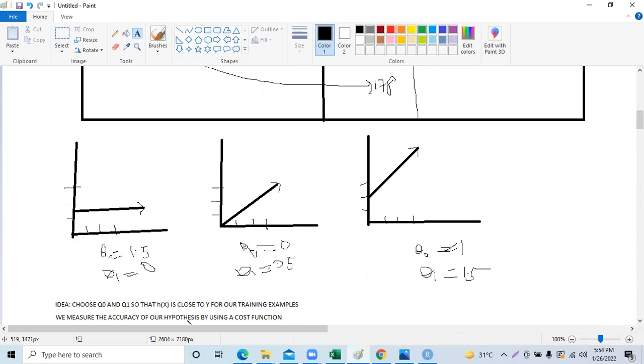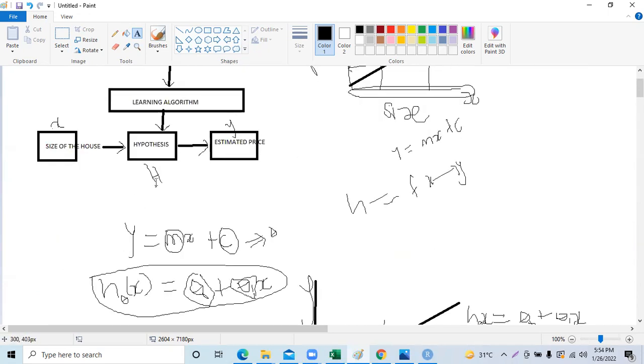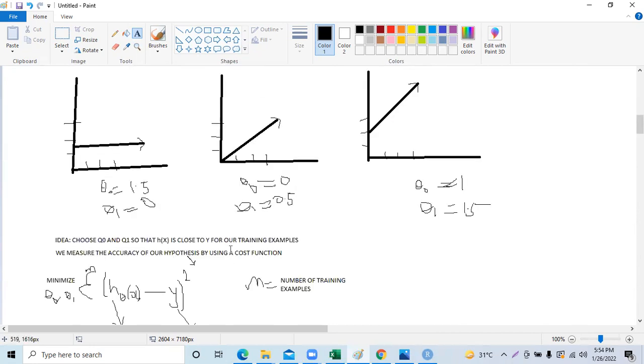Remember when theta 0 is 0, the graph starts from scratch. Look at theta 1 here. The value of theta 0 and then the value of theta 1 gave it this property, so you can look through it on your own later. Then we talked about cost function, that the idea of cost function is to choose the value of theta 0 and theta 1 such that our h of x, our prediction, is very close to our y for our training examples. And we said we measure the accuracy of our hypothesis, which is h, by using a cost function.